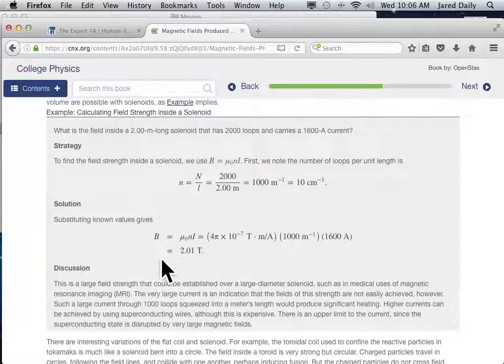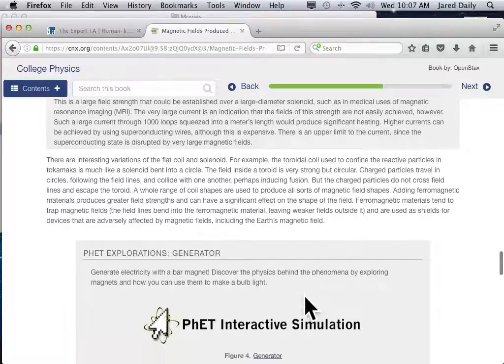Now, it seems like a huge amount of magnetic field. Well, it was a huge current. 1600 amps is a lot of current, so we would expect a huge field. If you were going to make a solenoid like this, you have to make it out of copper refrigerator tubing, run the current through the copper refrigerator tubing, and run cold water through the tubing as well, so that you don't melt the tubing, because it would get really, really hot.